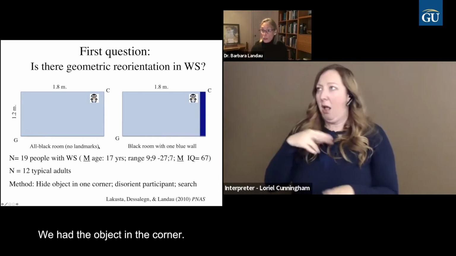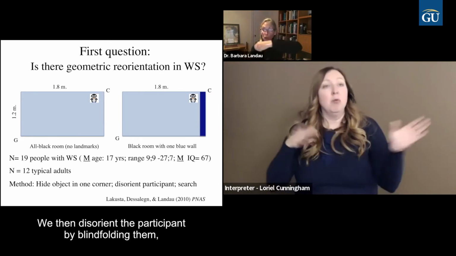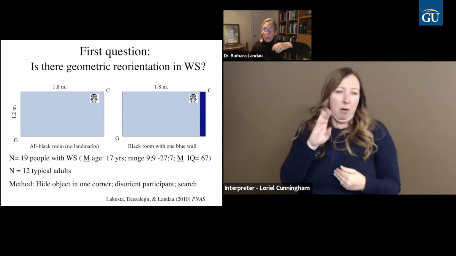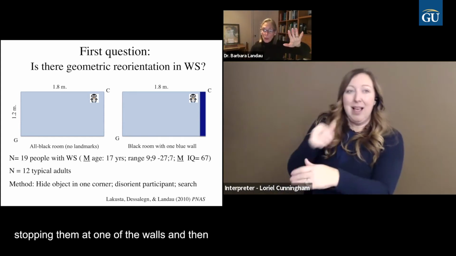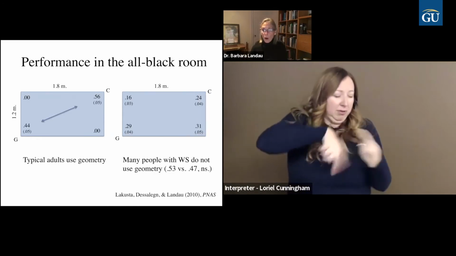We have the object in the corner. We then disorient the participant by blindfolding them, turning them around in circles, stopping them at one of the walls, and then allowing them to go and find the toy. And this is what happens.